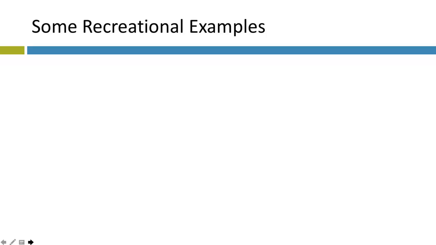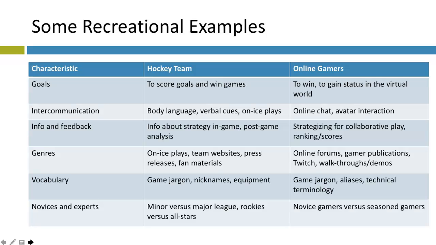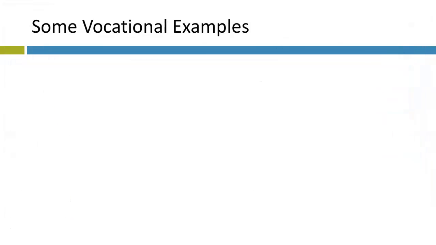Let's look at some recreational examples of discourse communities. Here we have a chart that uses the 6 characteristics to look at a hockey team on the left and a community of online gamers on the right. You can pause the video at this point if you like to get a sense of how each of the characteristics outlined by John Swales can be seen in either of these very different communities. You might also find this chart helps you to think of a discourse community that you'd like to blog about this term.